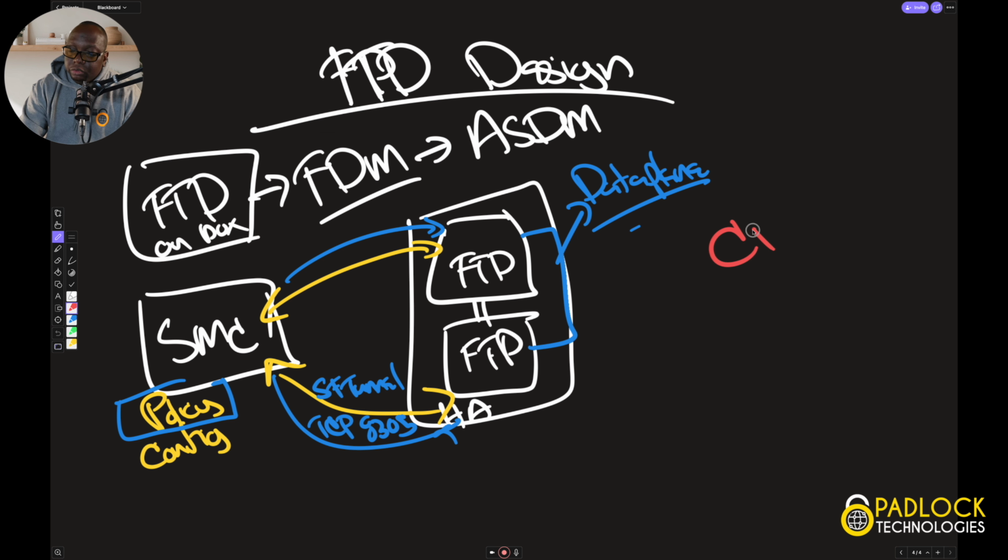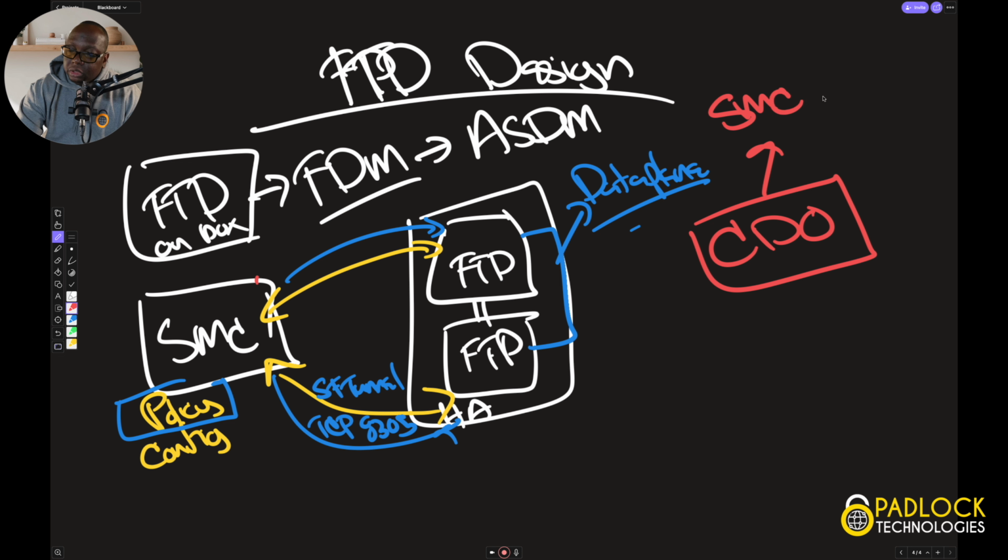CDO, Cisco Defense Orchestrator. They call it something now. I think it's Cisco Security Control now, but we're just going to call it by its old name, Cisco Defense Orchestrator. This is an SCM in the cloud, right? Now, there is a difference between Cisco Defense Orchestrator, or what they call CDFMC, cloud-delivered FMC, SMC. There we go, FMC, SMC.